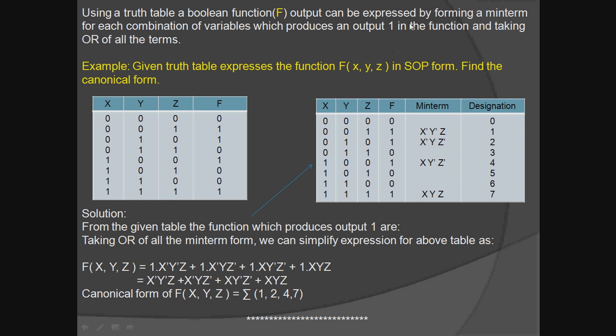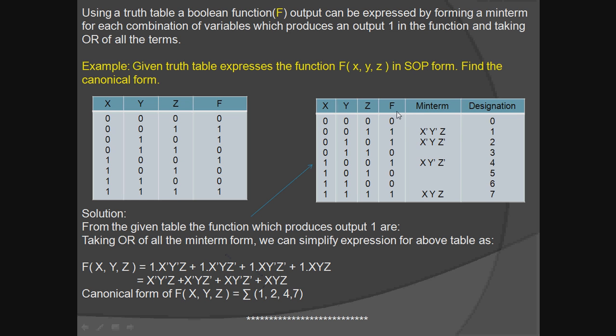So here it is written, a Boolean function output can be expressed by forming a min term. So we form a min term like this for each combination of variables, and then we combine those which produce an output 1 in the function. So wherever the output 1 is produced in the function, after that what we do is we take the OR of all the terms. That means we take the OR function, that is the plus, we add all these min terms. Clear? So this is represented here.